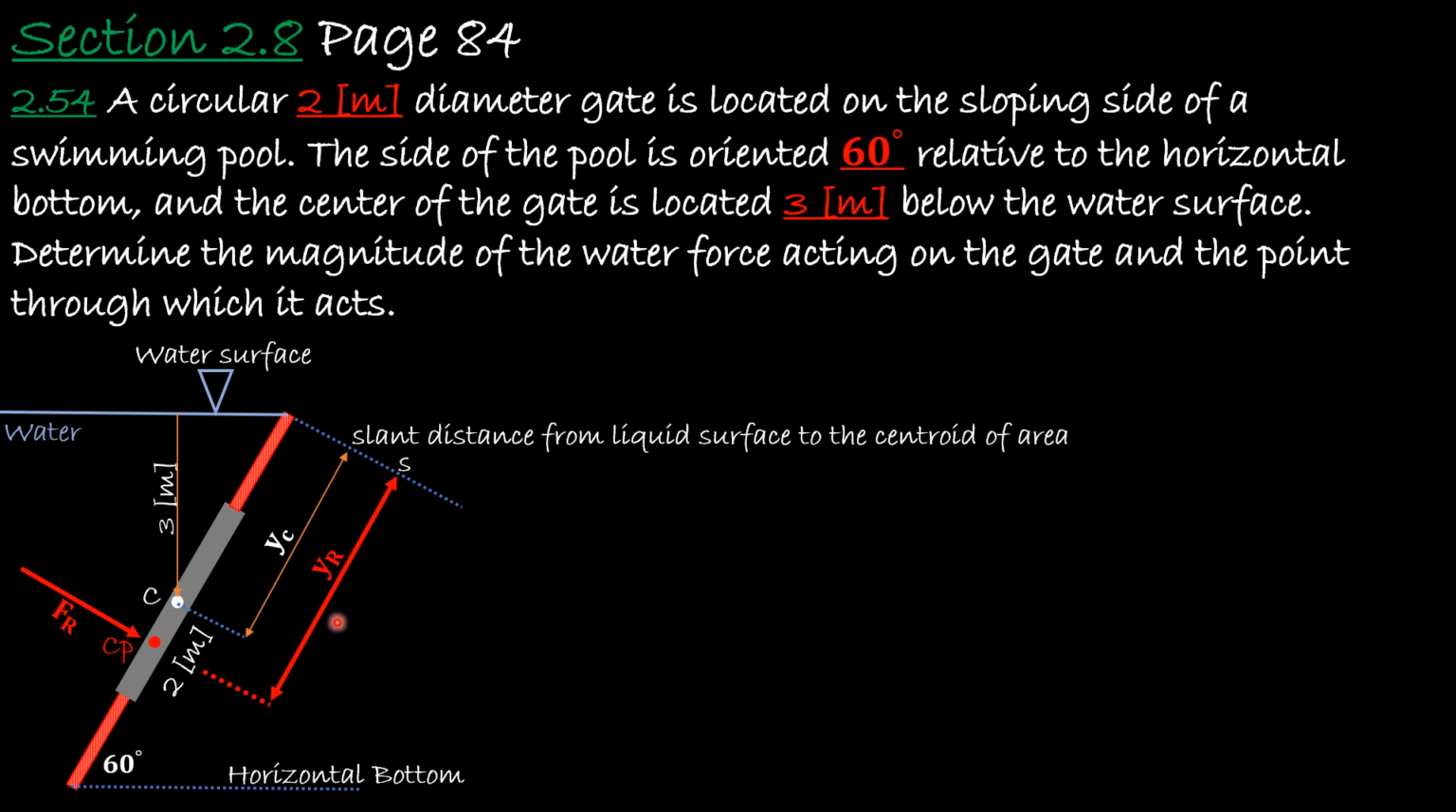And y sub r means what? This is the slanted distance from the liquid surface to the center of pressure. So that is the distance where the resultant force due to the water weight acts on the gate. That's where this resultant force will be located. And this resultant force is usually located below the centroid of the gate.